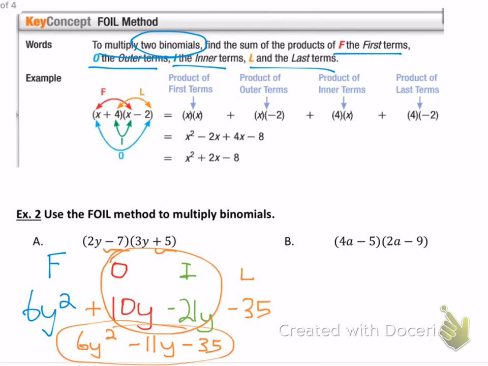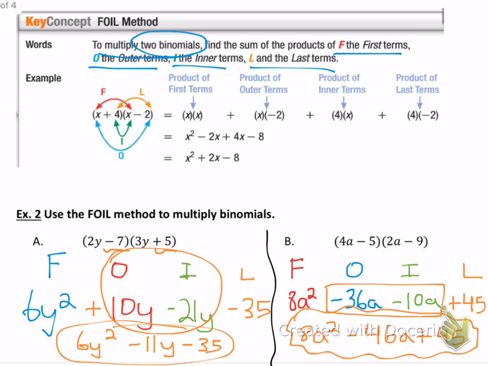Why don't you use the FOIL method for part B and then check your answers in a little bit. There's my simplified version. After I multiply using the FOIL method, again, the outer and inner were like terms, so I combined them to become just one term. So that's the FOIL method. Again, it can only be used when you're multiplying two binomials. You cannot use it for anything greater than two binomials or anything less than two binomials.